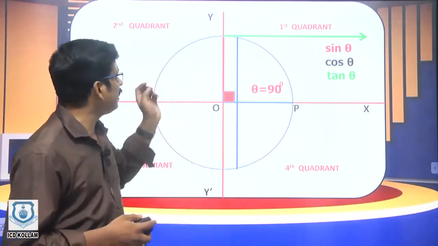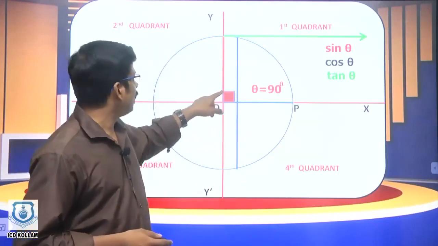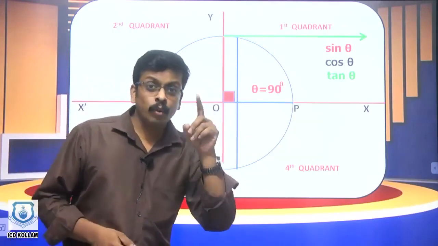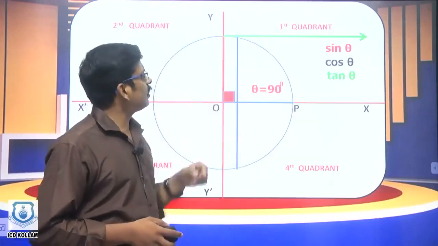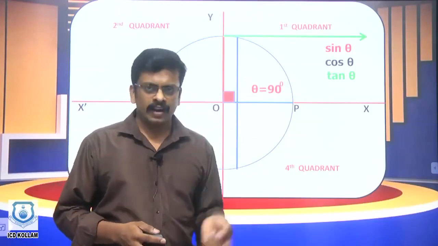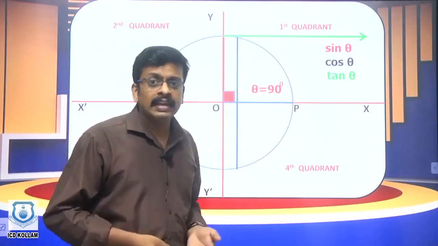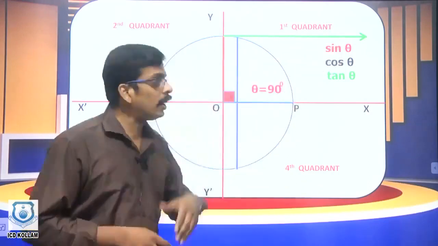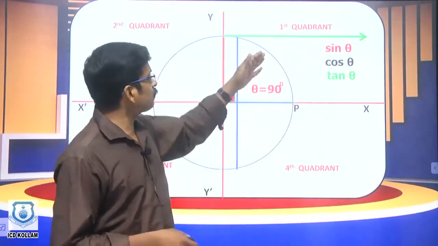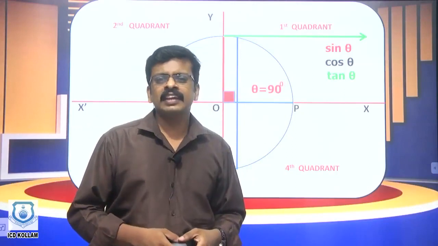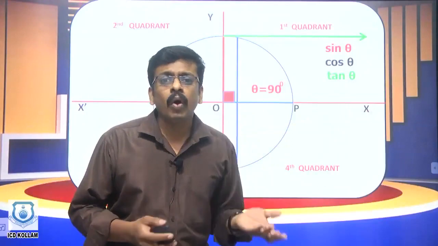And what about sin 90? In that case, sin 90 is maximum. Since it's a unit circle, the maximum value is 1. So we get the value of sin 90 as 1. And the value of tan 90, the value of tan is actually the length of this line. It will not touch the x-axis. It is parallel to the x-axis. So we can say tan 90 is infinity. So we can say tan 90 is not defined.